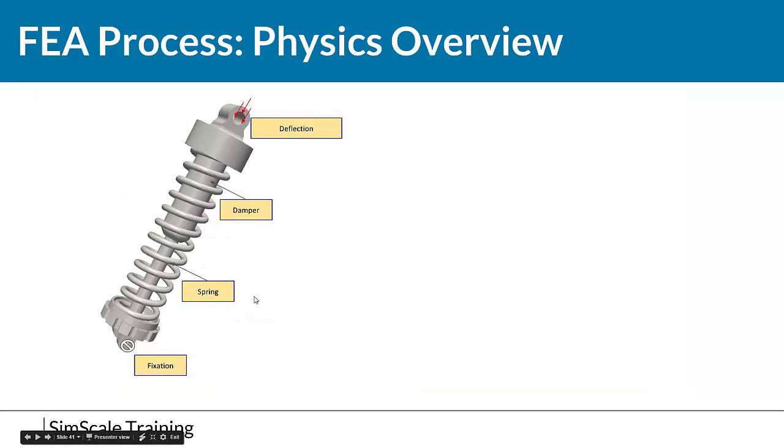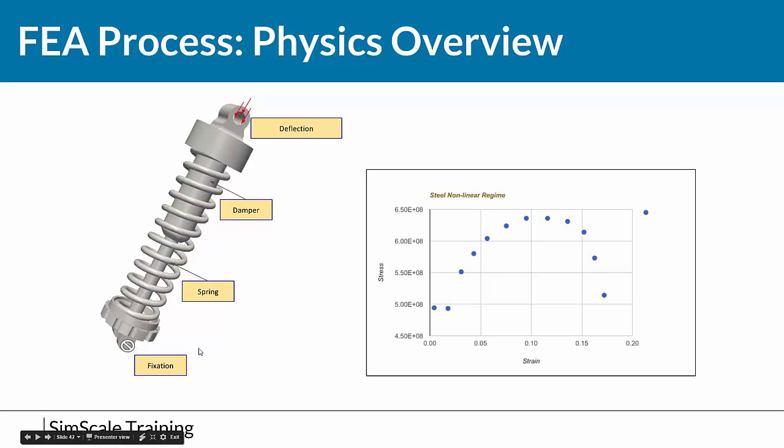So let's just take an overview of our simulation. So basically we have a deflection at the damper, and here is our damper, and here is where we apply the deflection, and this is our spring, and this is the part which would be fixed at the chassis. So this would be limited in all degrees of freedom. So let's move on to the next step.